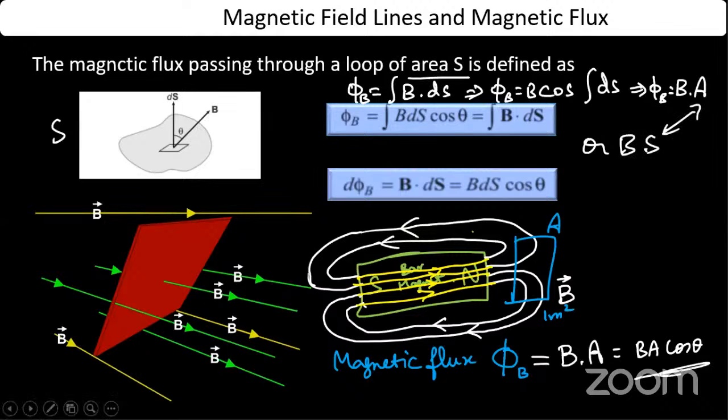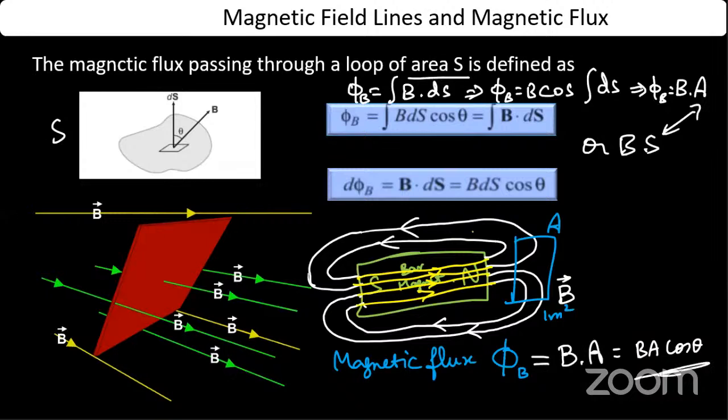Okay, cool guys. So if I want to find the small magnetic flux in this small surface area, the small flux d phi b is b dot ds, that is b ds cos theta. Everything which is applicable for electric field and electric flux is the same thing which is applicable for magnetic field and magnetic flux also. So guys, what do you remember from this diagram?